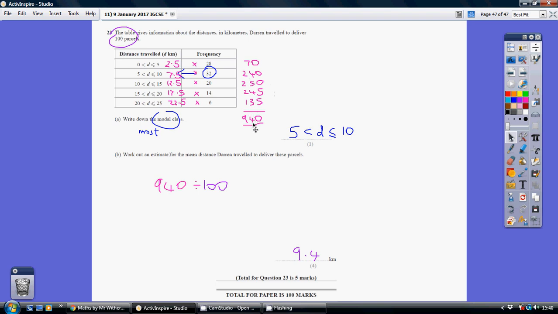Now that's spread over the 100 parcels being delivered. So 940 divided by 100, an estimate for the mean distance travelled is 9.4 kilometers.